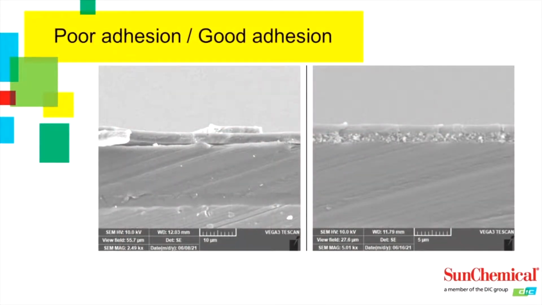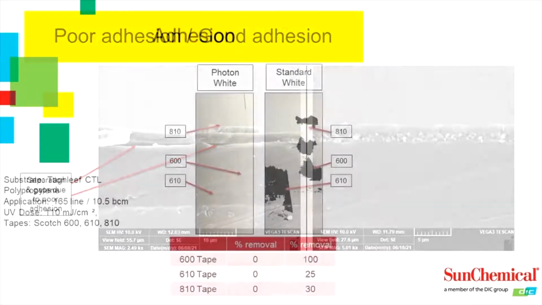Sun Chemical has many tools at its disposal to study ink films. One of them is a scanning electron microscope. In this case, we see an ink with poor adhesion to the substrate on the left-hand side of the picture. There is a separation at that interface, so we will see poor adhesion. On the right-hand side is a white ink that has very good adhesion to the surface, and there is no discontinuity in the film. We use optical microscopy, we use electron microscopy, and we can even use confocal microscopy.